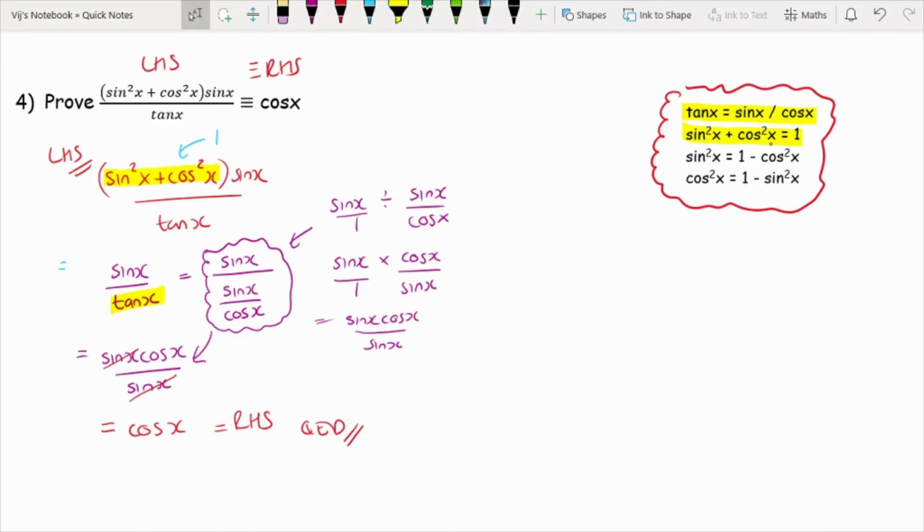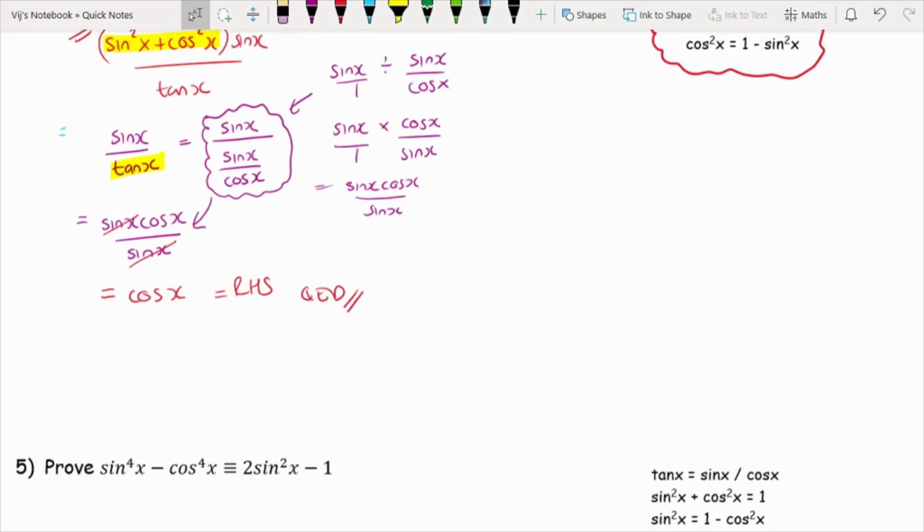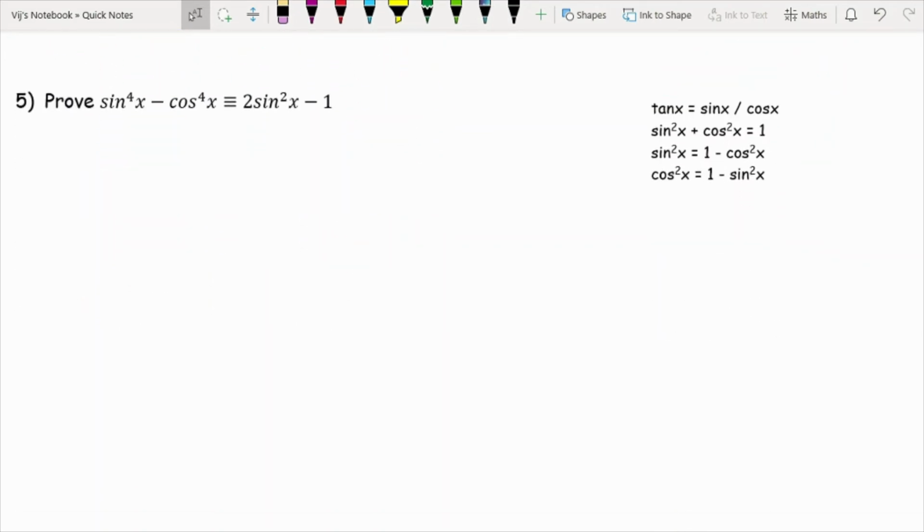Then moving on to our last and final example. So here we've been asked to prove that sin x to the power of 4 minus cos x to the power of 4 can be written in the format of 2 sin squared x minus 1. Now looking at this, obviously both sides look more complicated, but as I said, more often than not we always start with the left hand side.